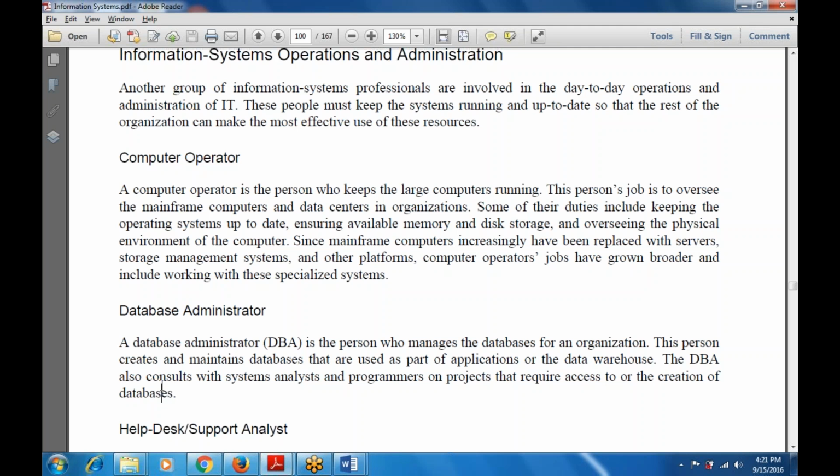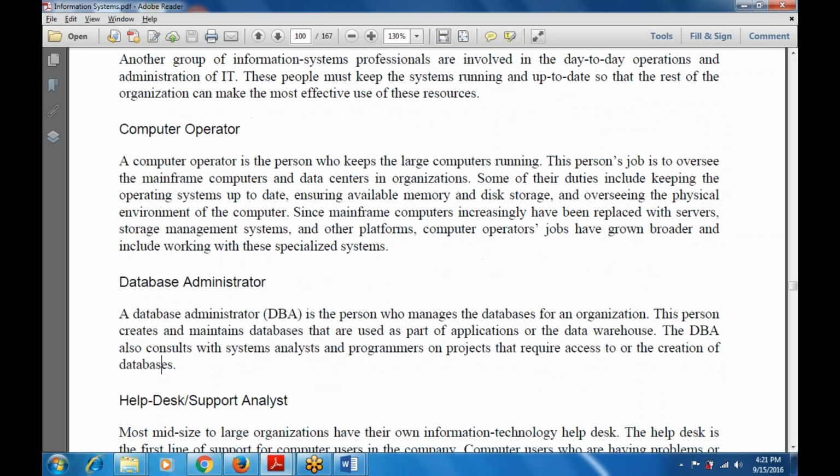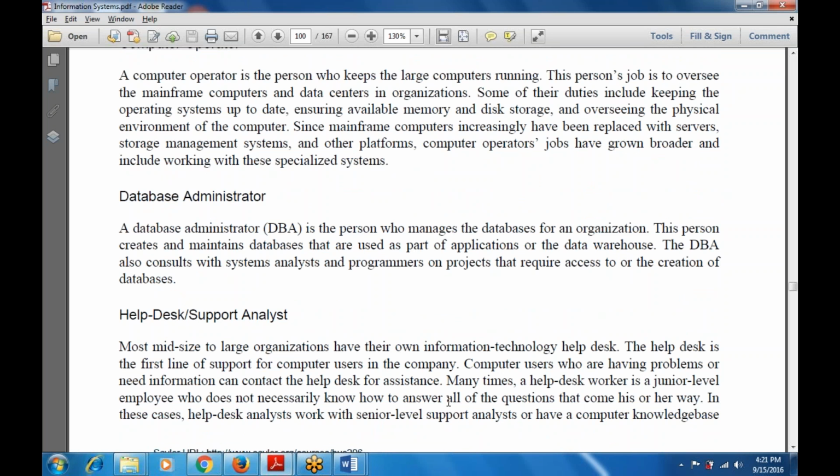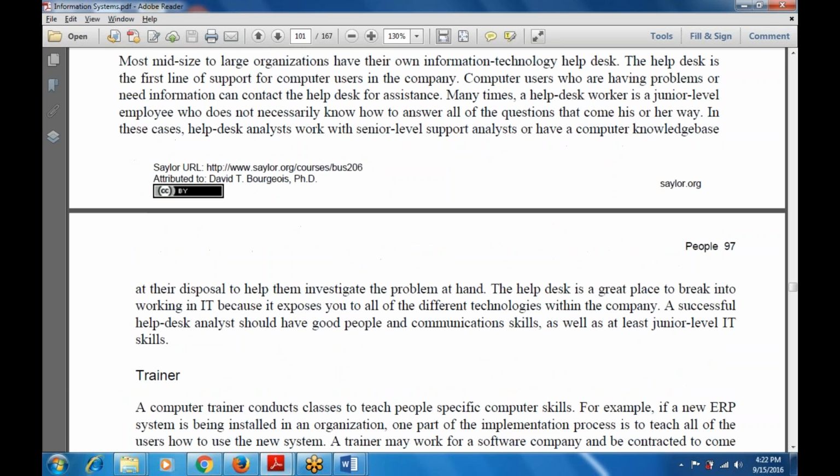The next one is the help desk, or the support analyst. Most mid-sized to large organizations have their own information technology help desk. This help desk is the first line of support for the computer users in the company. Computer users who are having problems or need information can contact the help desk for assistance. That means like the customer care we are using. This person also works with the system analyst.